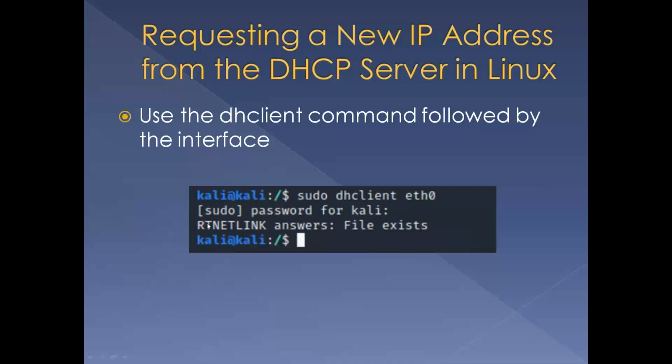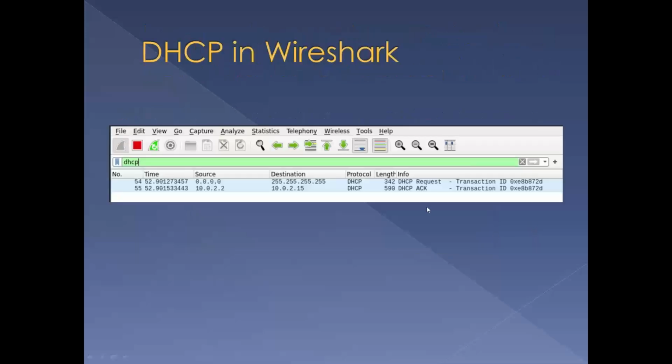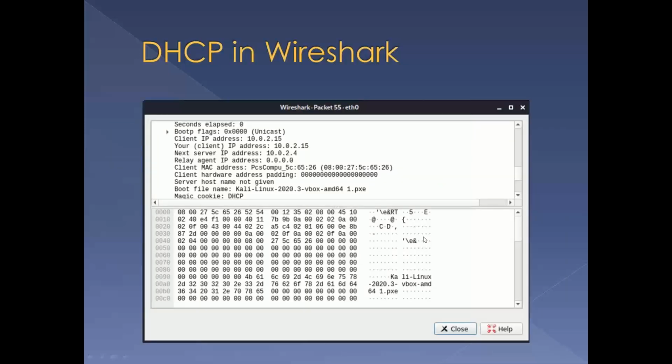Sometimes you'll get this answer here, RTNETLINK answers: File exists. If you get that answer, that means that it successfully was able to assign a new IP address. And here's showing you DHCP, what we just looked at live in Wireshark. And we can go ahead and dissect the packet even further. We'll do more dissection tomorrow with Wireshark.